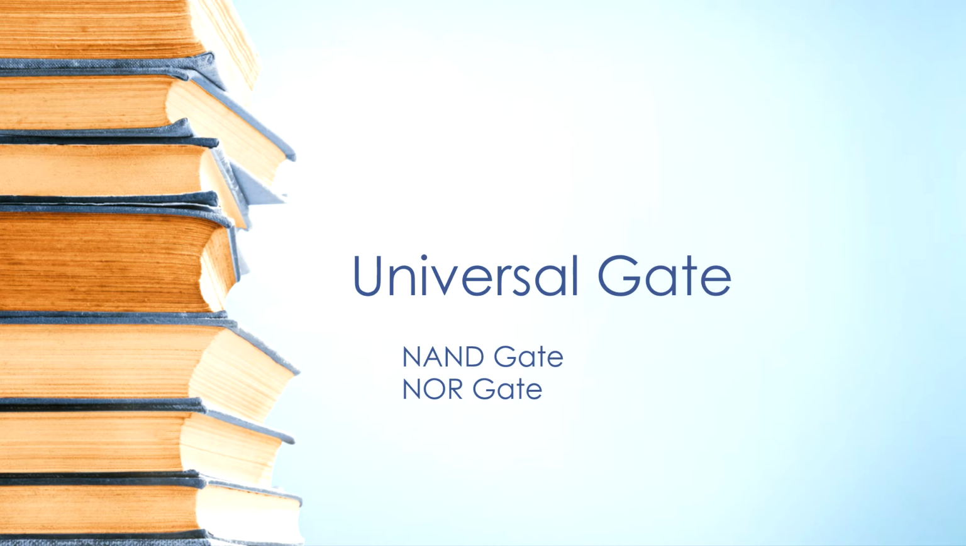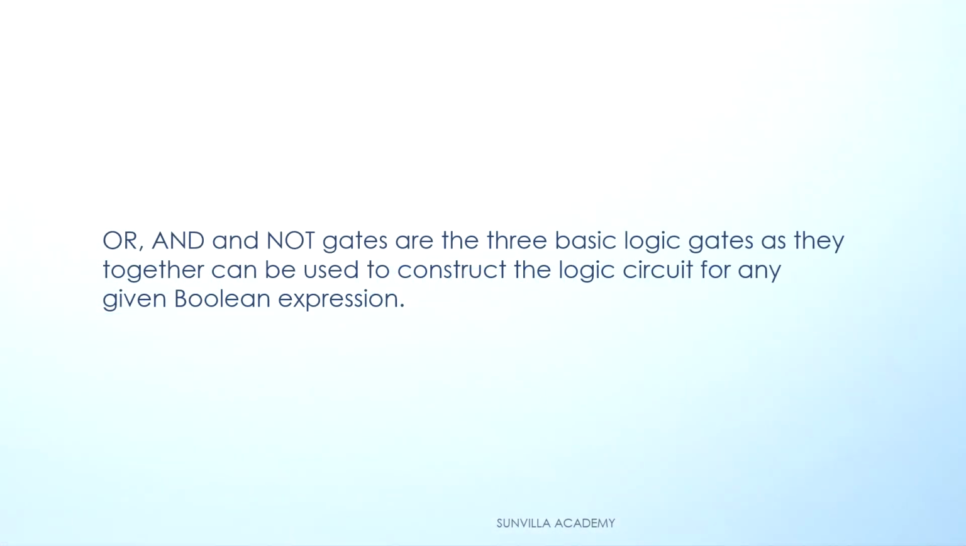Now, let's move to our next topic, that is universal gates. Universal gates are of two types, NAND gate and NOR gate. Now, let's learn why NAND gate and NOR gate are called universal gates.